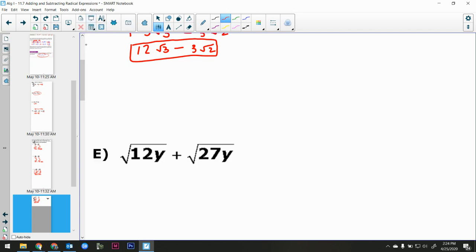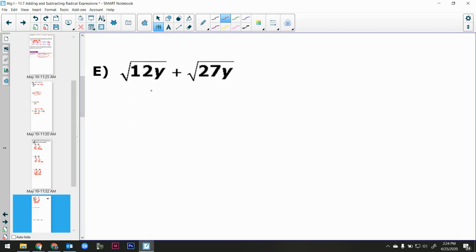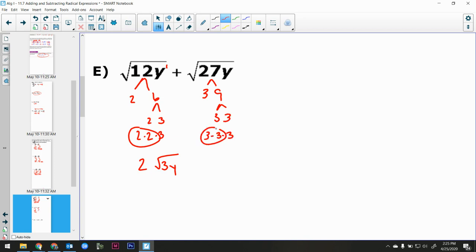Let's take a look here. All right, so radical 12y. This is 2 and 6 and 2 and 3. So 2 times 2 times 3 gives us 2 radical 3y. No y's come out because there's only a power of 1 here. And then this is a 27y, so it's 3 and 9 and 3 and 3. So 3 times 3 times 3 gets us a plus 3 radical 3y. And this is when we can combine those like terms. So this is 2 radical 3y plus 3 radical 3y, or 5 radical 3y. Okay. That's what we've got for that one.